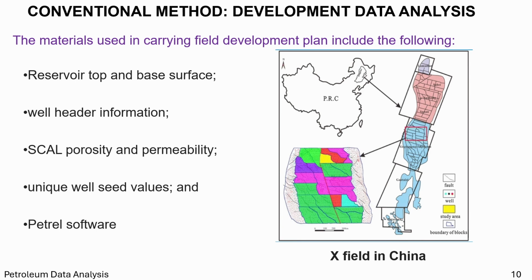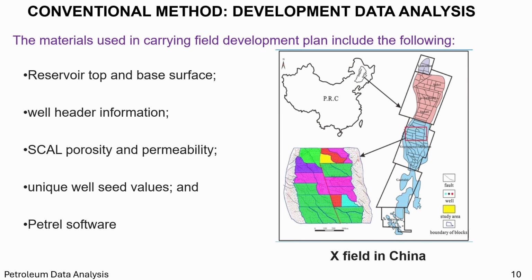This slide lists materials used in field development planning, including reservoir top and base surfaces, well header information, SAL porosity and permeability, unique well seed values, and software such as Petrel. This is a good moment to remind students that development planning is a data integration problem. No single dataset is enough.